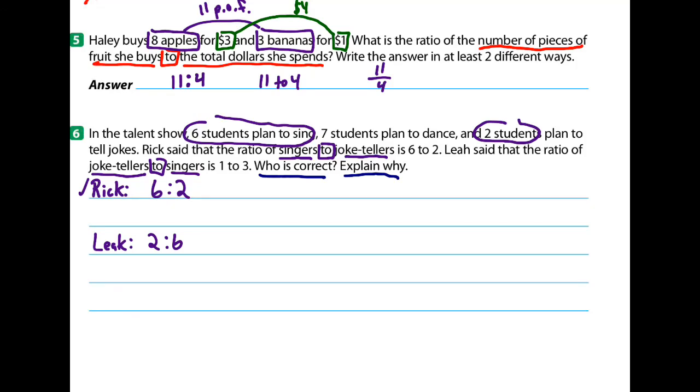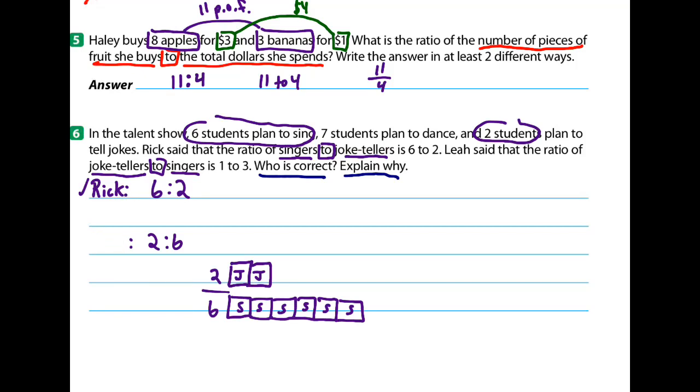But here is the thing. Leah's saying it's 1 to 3, right? So imagine there's one joke teller. I'm going to put a J for joke to 3 singers. 1, 2, 3. Now remember, ratios mean for every one joke teller, there are 3 singers. So if I add another joke teller, I have to add 3 more singers. Right? Notice that would get me 2 to 6.